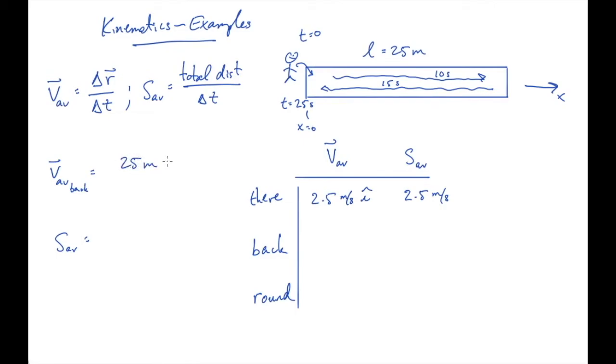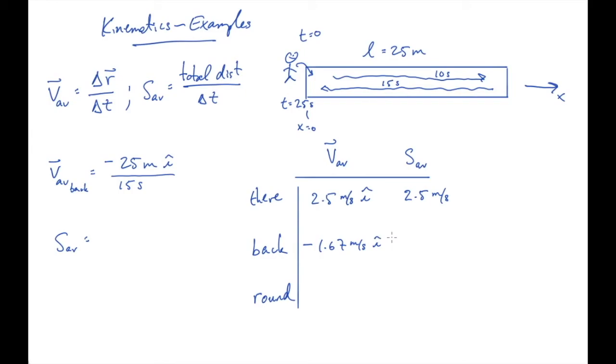But again, be careful. That's the magnitude of the displacement. I need this to be a vector, so I need the direction also. This person was swimming in the minus x direction. So there's the displacement. And this tells me 25 meters in the negative x direction. And I'm going to divide that by the time that it took, 15 seconds. We can reduce this to 5/3, which is 1.67. So minus 1.67 meters per second.